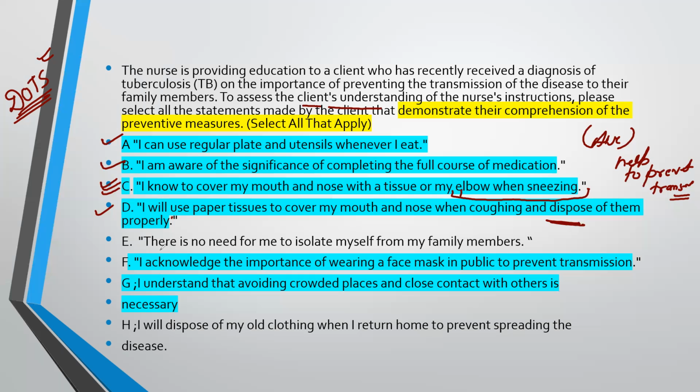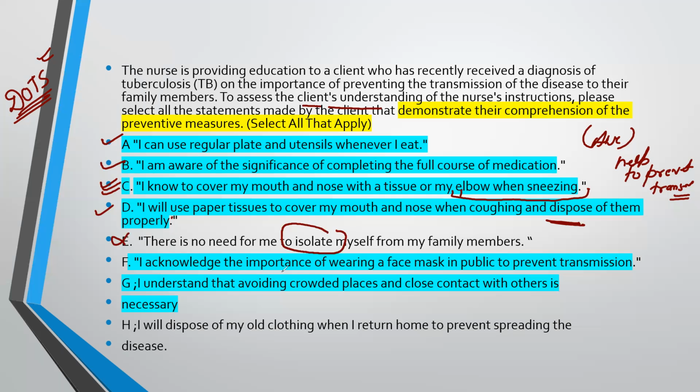Next option is wrong: there is no need for me to isolate myself from family members. Isolation is a necessary measure for an individual suffering from tuberculosis. So here, when the client states that there is no need to isolate, it means he or she hasn't received the proper information, or hasn't a proper understanding regarding the nurse's instructions. So E will not be the right answer.